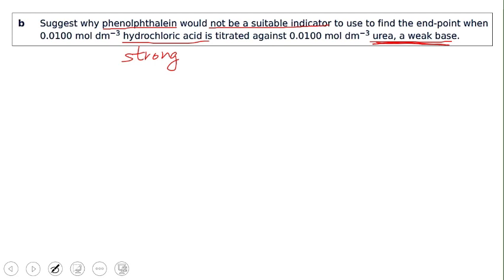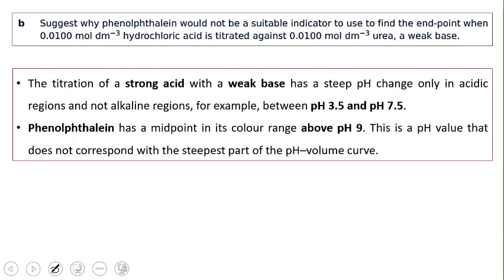And what is the pH range of phenolphthalein? When we have a strong acid and weak base, its pH range, as we have already done, will be in between 3.5 and 7.5. So the indicator should be in between 3.5 and 7.5. Phenolphthalein has a midpoint near pH 9. So it is above this range, not in this range. It means phenolphthalein is not a good indicator when we have strong acid and weak base.